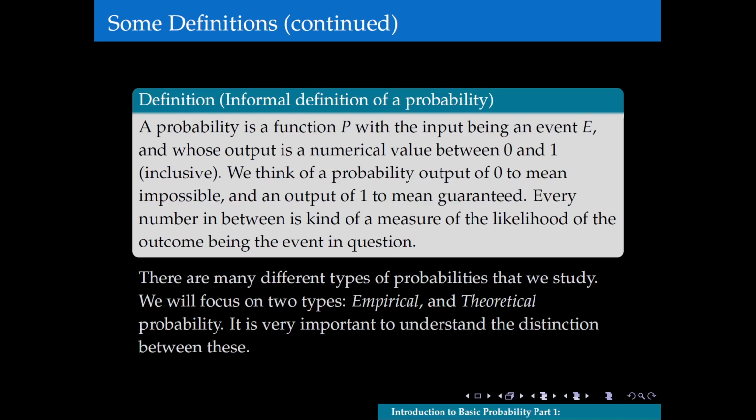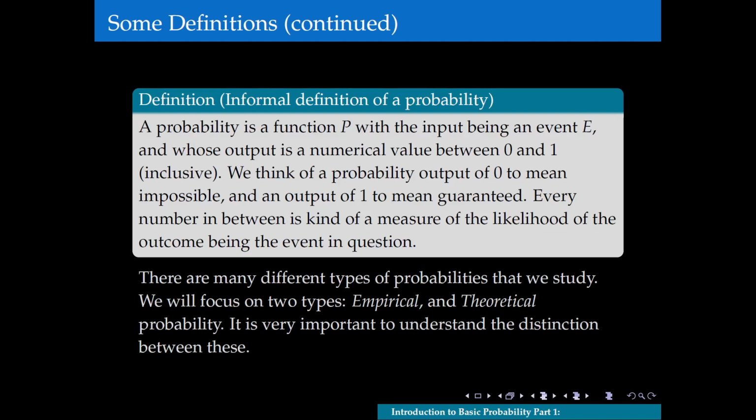Moving on. So here's a more informal definition, the idea mathematically, but still informal. A probability is a function, usually called p, with the input being an event, sometimes called E, or a variety of different names. We can call the events whatever we want. But it has an input that's an event, and whose output is a numerical value that ranges between 0 and 1, inclusive. So we could have a probability that's 0, or a probability that's equal to 1. Now we think of the probability output of 0 to mean it's impossible, that the event can't happen and will never happen. The output of 1 we interpret as meaning that it's guaranteed or must happen.